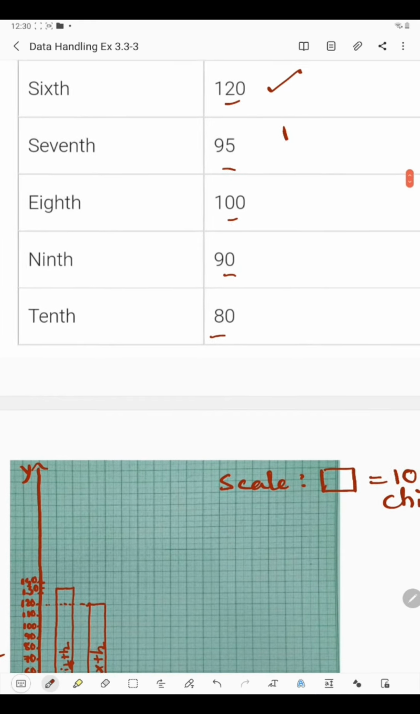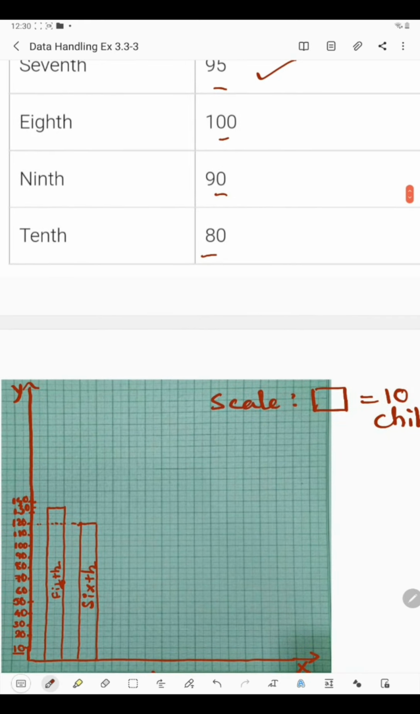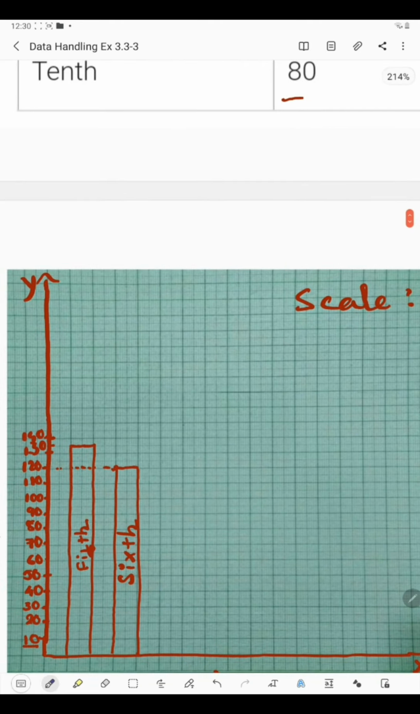After that we have 95 in class 7th. Now where is 95? See, in between 90 and 100, here is 95, right? So we will leave 1 box again and then we will draw the bar.